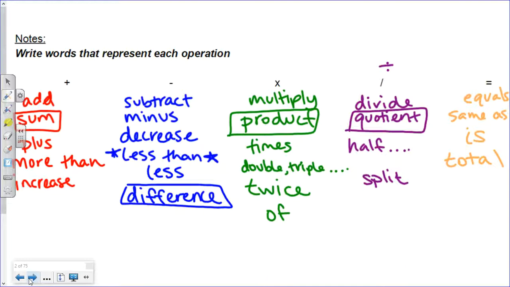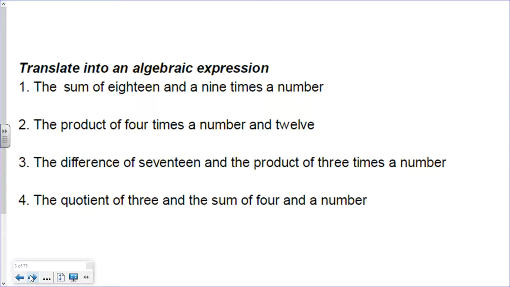Good? All right, so we're going to use this list and we're going to do some translating. Okay, it says translate into an algebraic expression. If it's algebraic, what does it have to have in it? Which is called a variable. So we need to have a variable, and it's going to be an expression. What does an expression not have? Perfect, no equal sign.